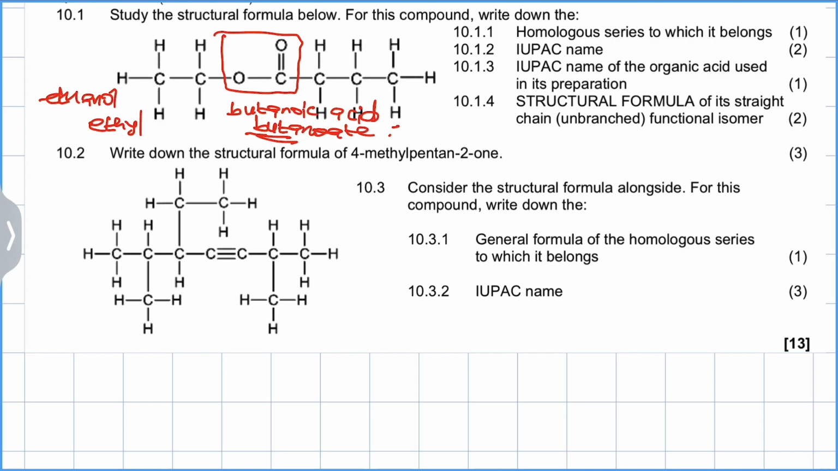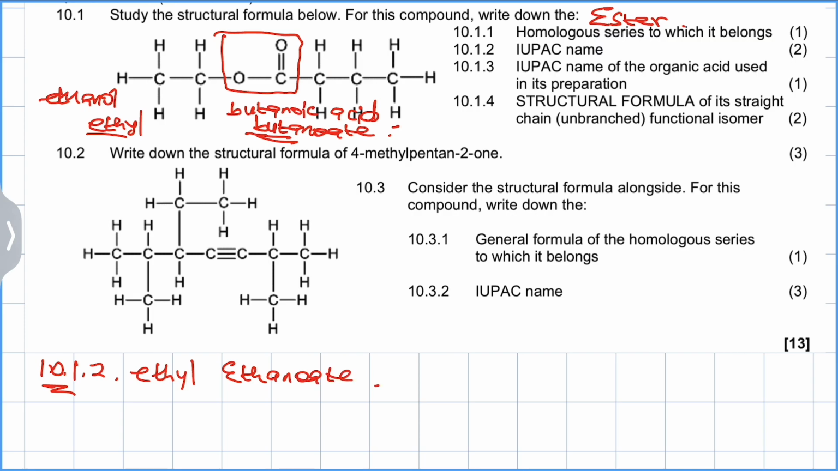Write down the homologous series to which it belongs. And you know that this is coming from ester. So this is an ester. And IUPAC name, I'll just write it here, 10.1.2. IUPAC name, we have already indicated that this is an ethyl ethanoate.